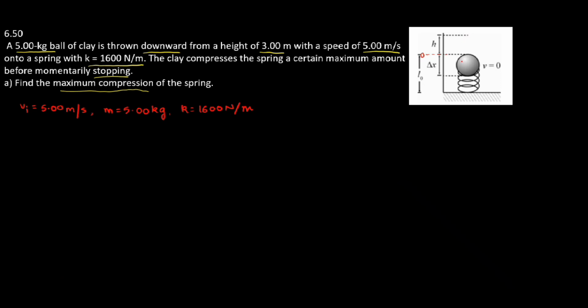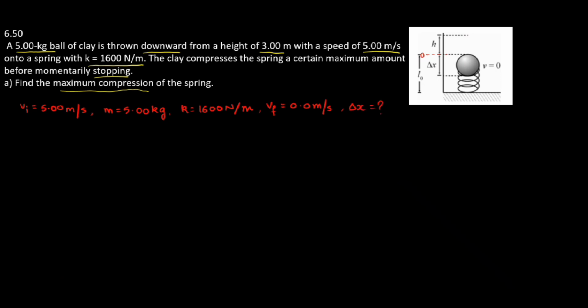When the clay is dropped on the spring, it compresses the spring by a maximum amount, delta X. Since it compresses the spring by a maximum amount, at this position the clay momentarily comes to a stop. And since it comes to a stop, its final velocity, V final, will be equal to 0. The question is asking me to find the maximum compression, so I need to find the value of delta X.